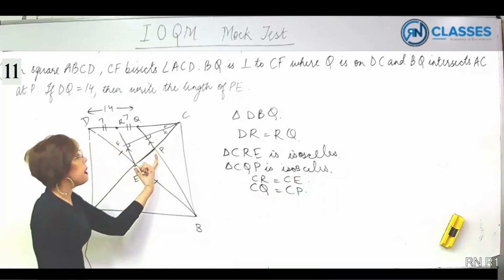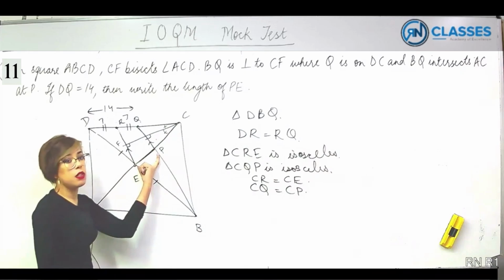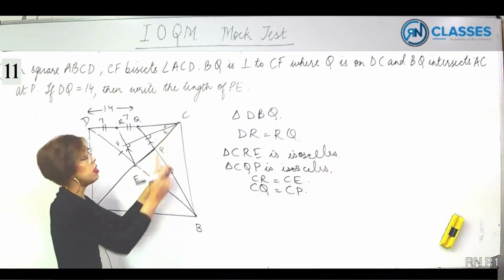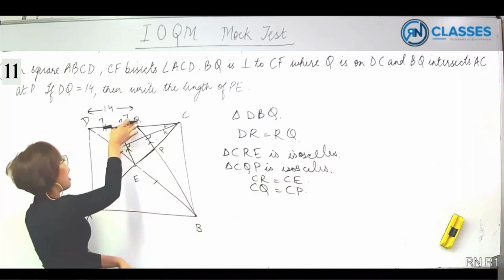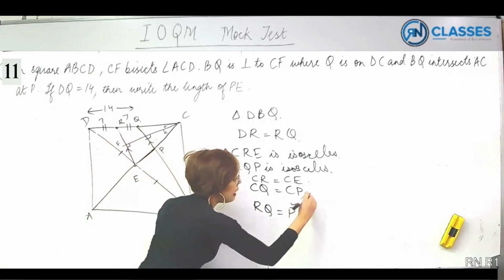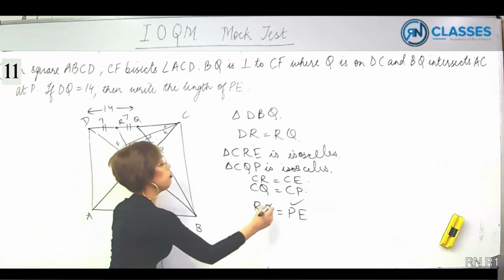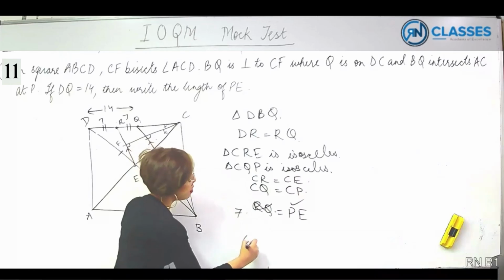But I am interested in PE. I have involved CE, I have involved CP, but I want PE. So that means I can subtract the two. So I can see that RQ is nothing but PE. Now I want the length of PE, so I should know the length of RQ. And I know that RQ is 7. So the answer is 7.